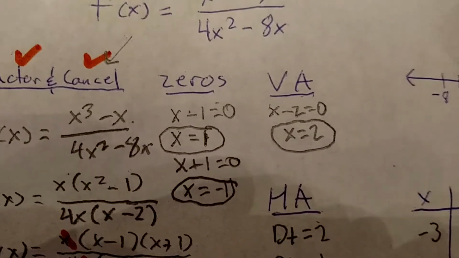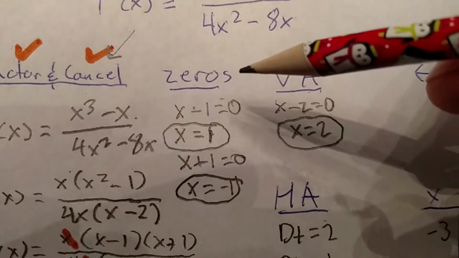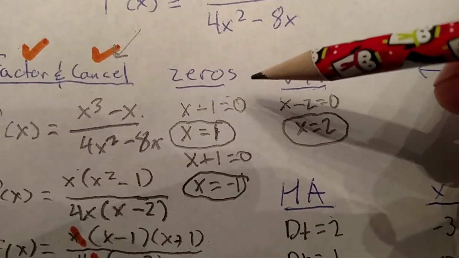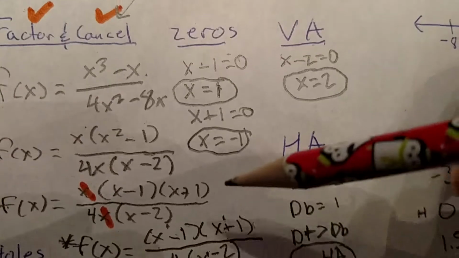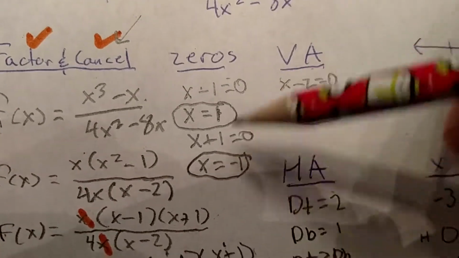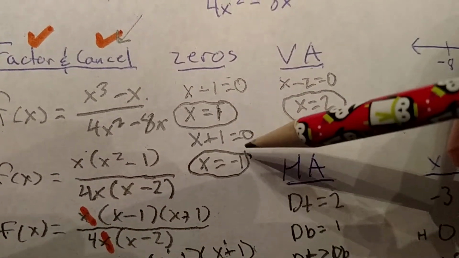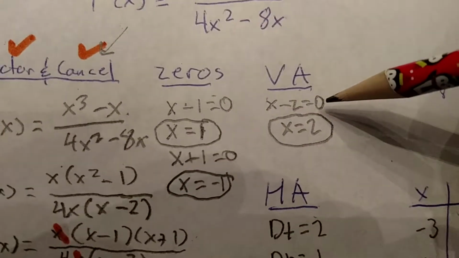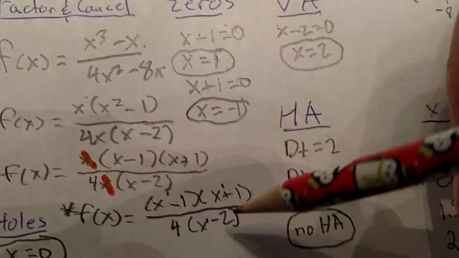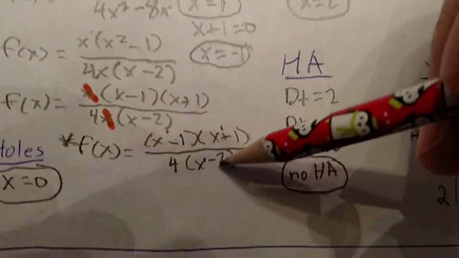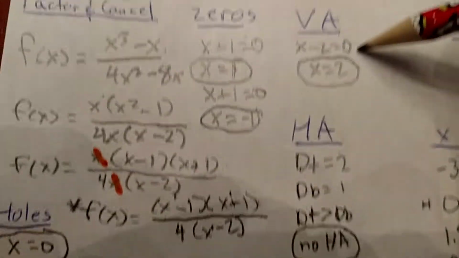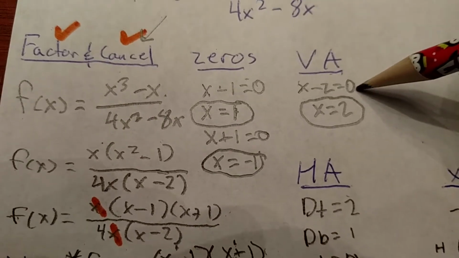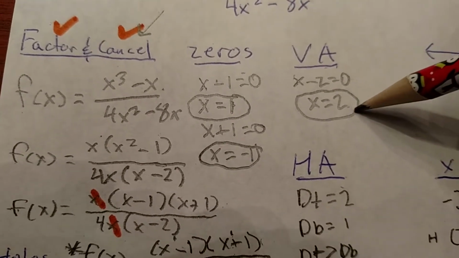Alright? Pause this if you have to take notes. And zeros. Now we know how to find zeros because we've done that before. We set the top of the function equal to 0, so the x minus 1 and the x plus 1. These are my 2 zeros. Vertical asymptotes. I set the bottom equal to 0. Notice the bottom is 4 times x minus 2, but since it's factored, I could just do the x minus 2 equals 0. So x equals 2.